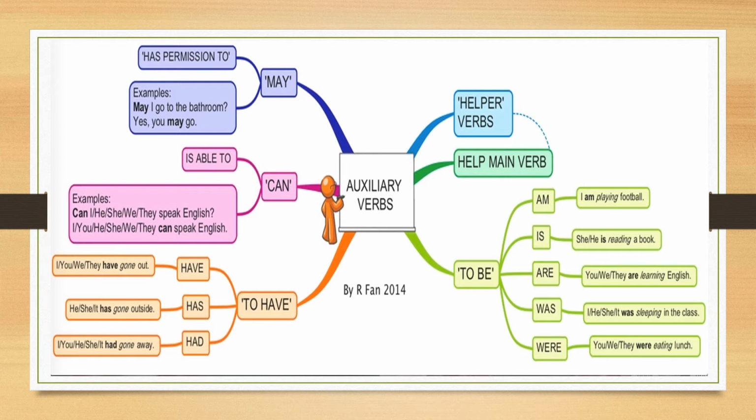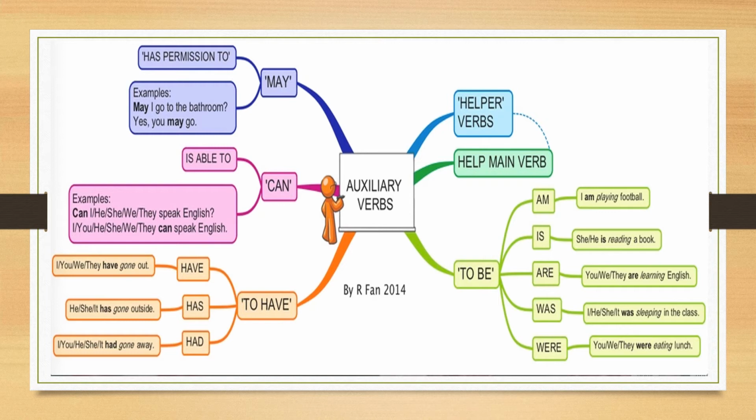So here is a flowchart. These are auxiliary verbs. They are helper verbs. What do they help? They help the main verb. Look at the example, to be. Their forms are am, is, are, was, were. And the sentences are I am playing football, he is reading a book, they are learning English, he was sleeping in the class, you were eating lunch. So these are the different forms of to be.